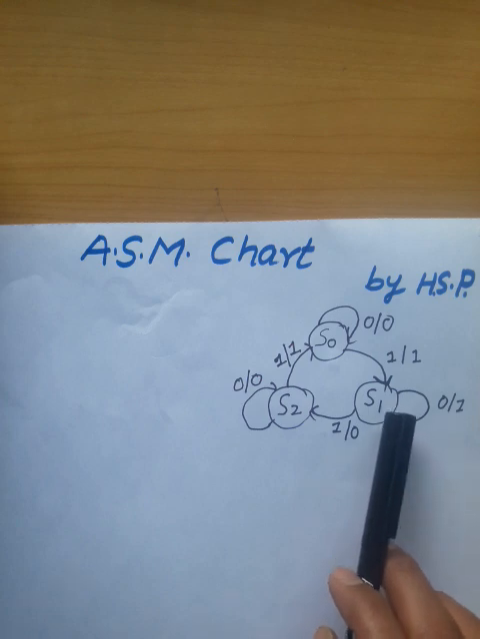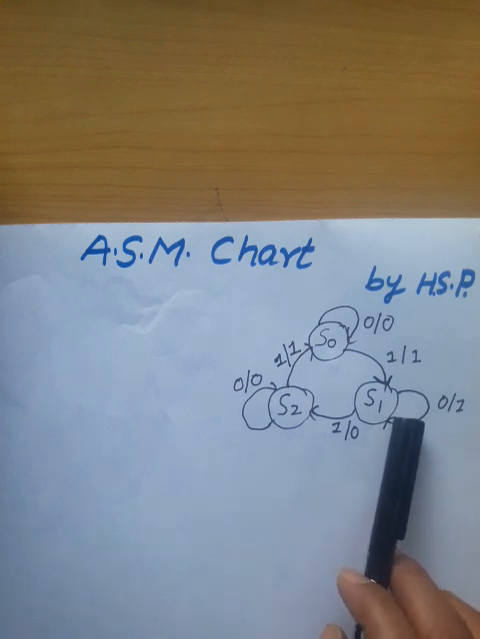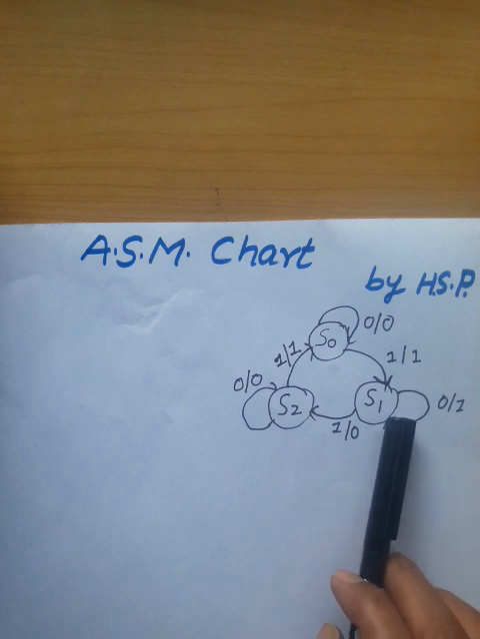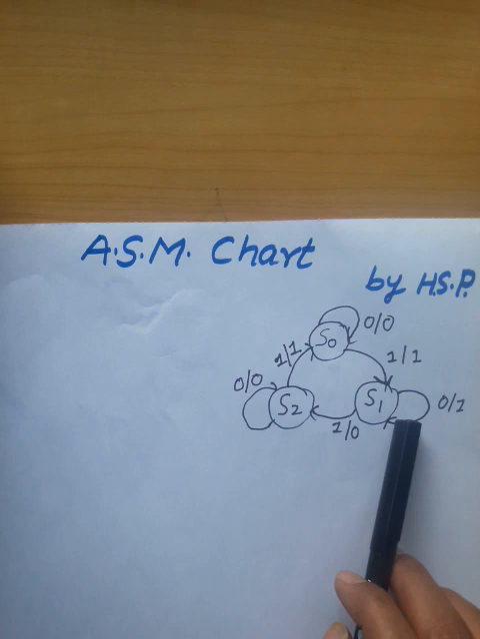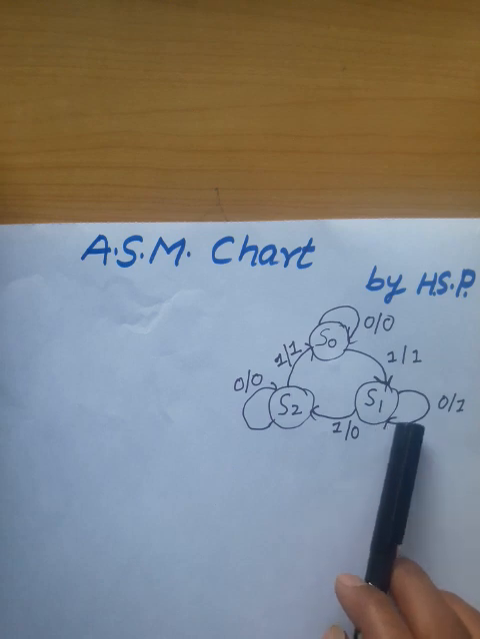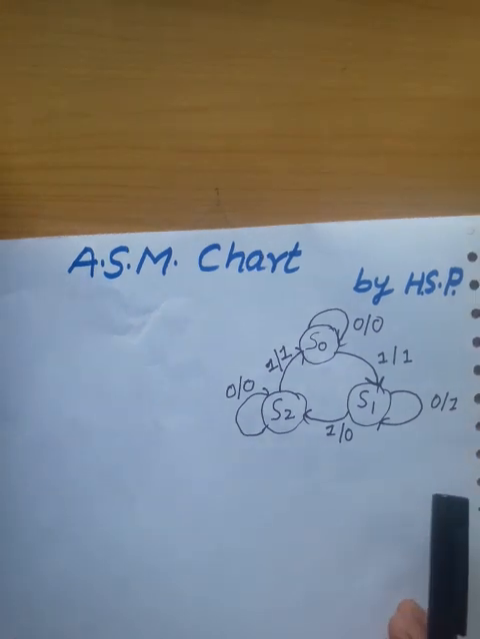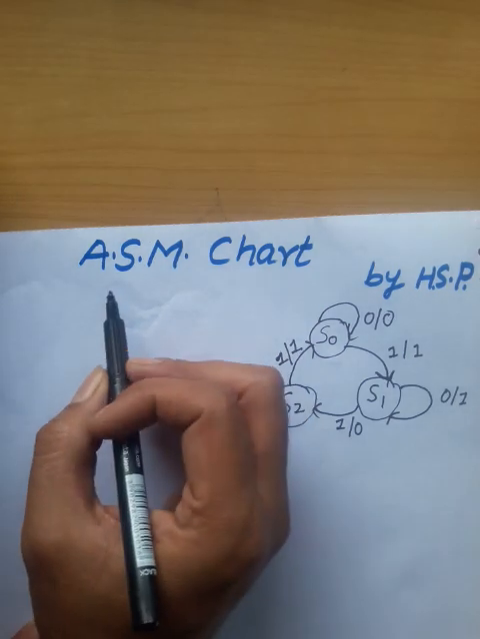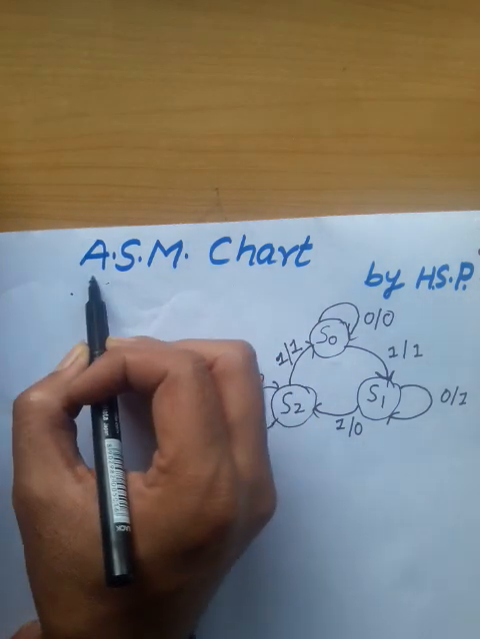It is just like your flow chart. Okay, it represents data control flow of any hardware or clocked synchronous sequential circuit. What is the full form of ASM? It is algorithmic state machine. Okay, now there are three components of your ASM chart.